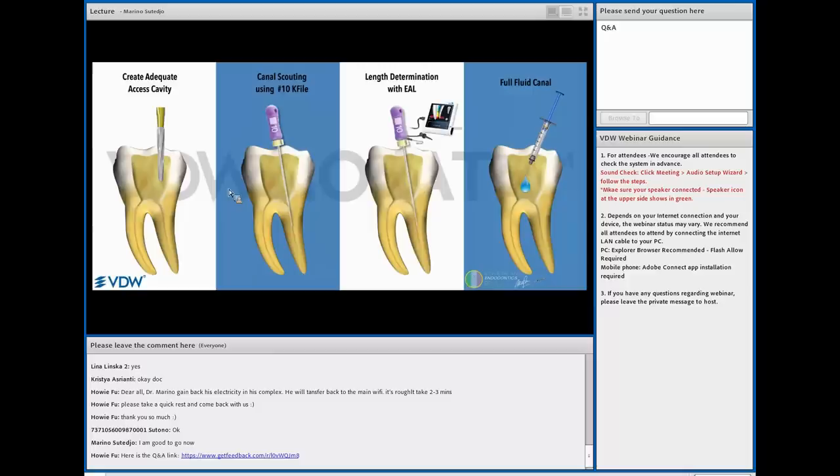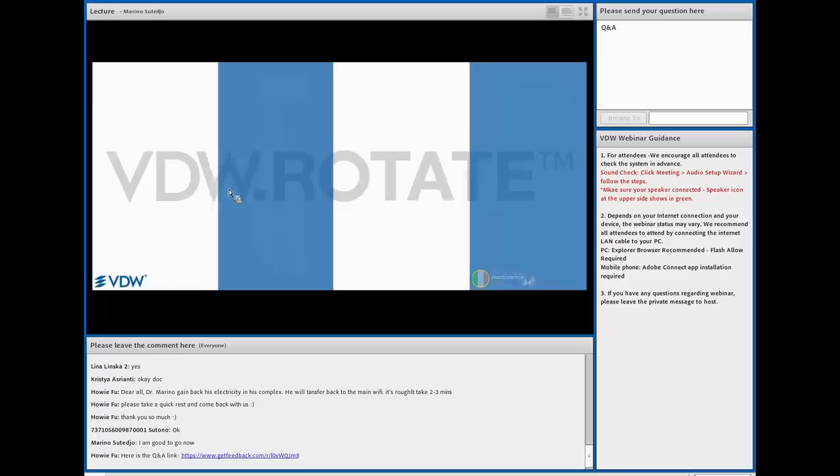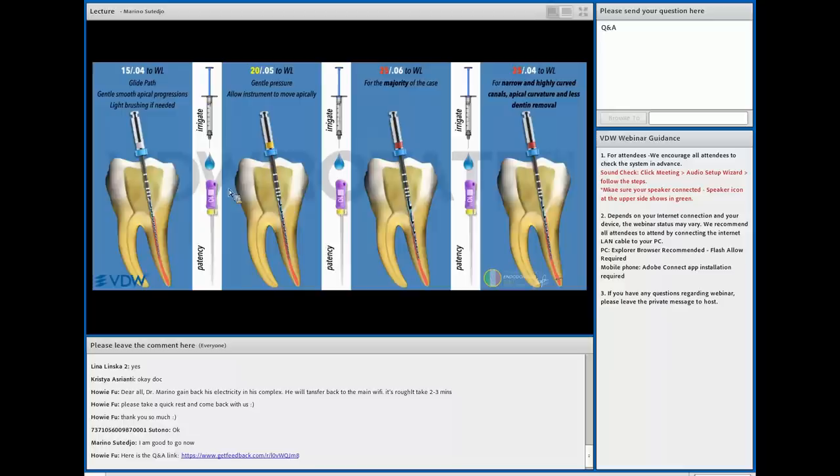The same thing also happens with all the other instrument techniques. We need to create an adequate access cavity and scout first using the 10K file just to make sure it's patent, and make sure you have already established your working length using your apex locator. And remember, always start your rotary instrument with a canal full of fluid, because it helps our rotary instruments work better. So first we need to create the glide path using the 1504 to the working length. Don't forget, use it smoothly and gently. Do not push. You can use a light brushing motion to create a coronal enlargement to remove more coronal interference.